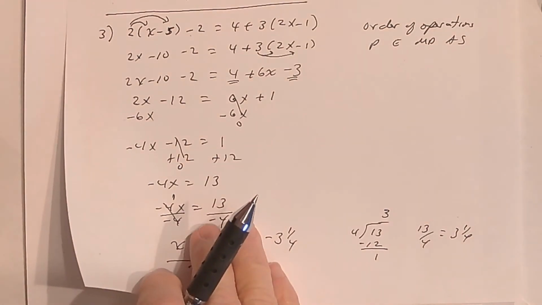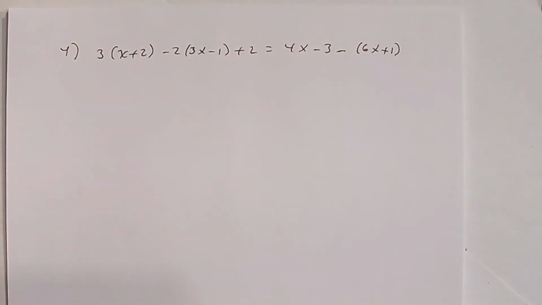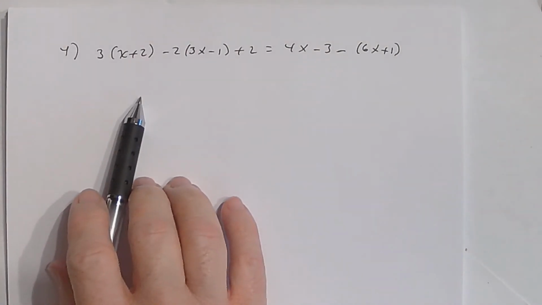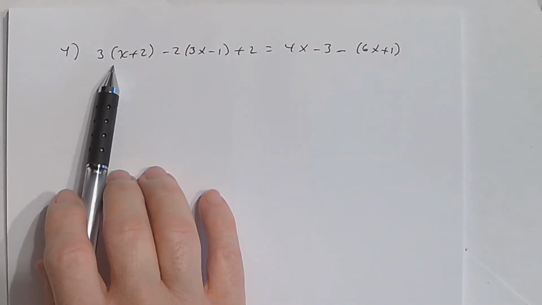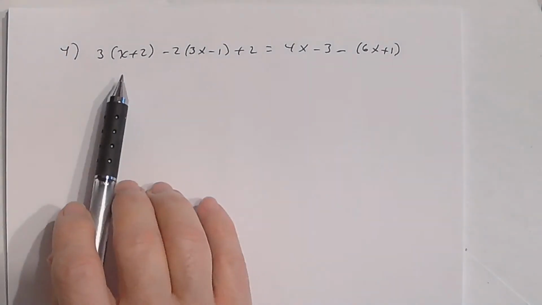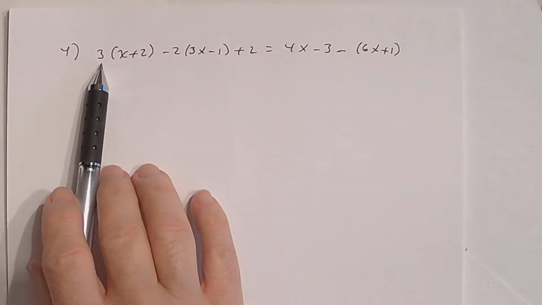And then finally, let's look at number 4. So number 4, we have this. Okay, so we have this linear equation. So lots of parentheses involved here. All right, so the first thing I'm going to do is use the distributive property to get rid of those parentheses. I don't have any fractions, so that's a good thing. So all I need to do is use the distributive property first. That's your first step.